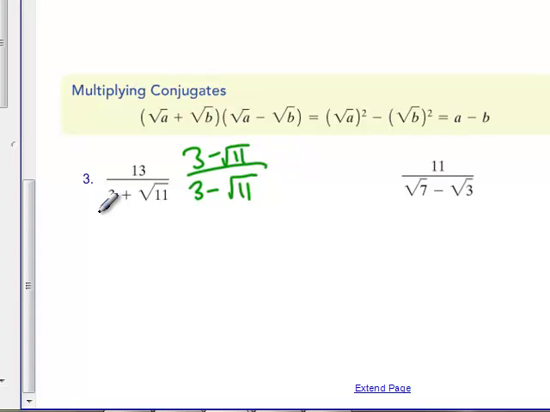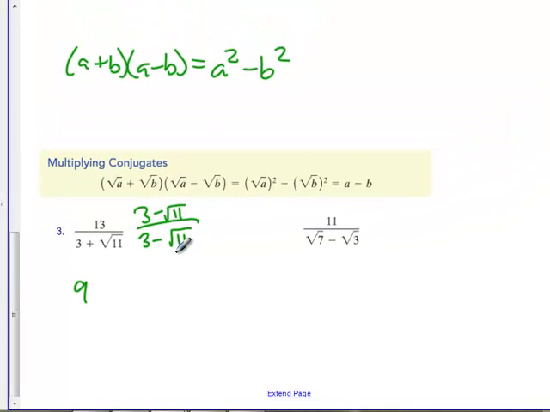One of the two. On bottom, we end up with 3 times 3, which gives us the 9. And then 3 times negative square root of 11 is going to be negative 3 root 11. And then 3 times positive square root of 11 is going to give us the positive 3 root 11. Those cancel. And then we've got the square root of 11 times negative square root of 11, so negative 11 on the bottom.